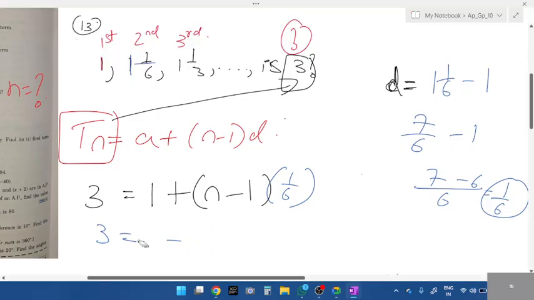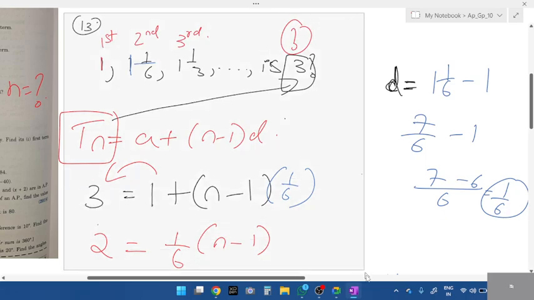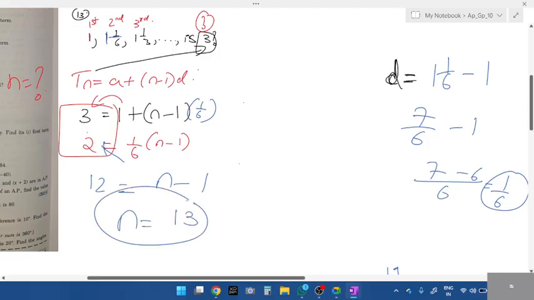See, before that, what can we do with this 1? Shift it. 3 minus 1 is 2. Now you can even do it like this. 2 is given. Next, we have 1 by 6 into... Instead of opening the bracket, what can we do with 1 by 6? Shift the 6 to the other side. It gets multiplied. 12 is equal to n minus 1. 1 goes to the other side. n is equal to 13.